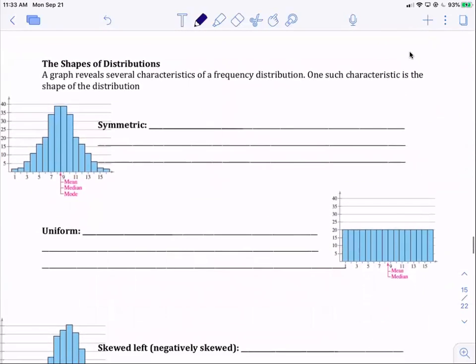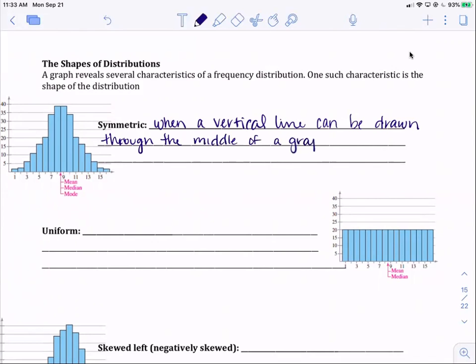Okay. All right, then the last thing we're going to talk about is our different shapes of data. Okay, so we have 4 main ones. Graphs reveal several characteristics of a frequency distribution. One such characteristic is the shape of it. Our first one is symmetric. And this is when the mean, the median, and the mode are all the same. So we can say when a vertical line can be drawn through the middle of a graph, resulting in mirror images. So you talked about symmetry in geometry. It's the same idea.